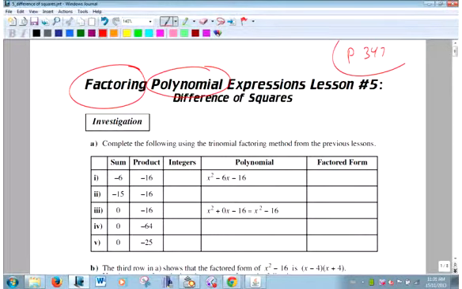All right. Factoring polynomials, a difference of squares. What's a square? Don't tell me that. Like, as far as numbers go, what's the square of 9? Don't yell it out.